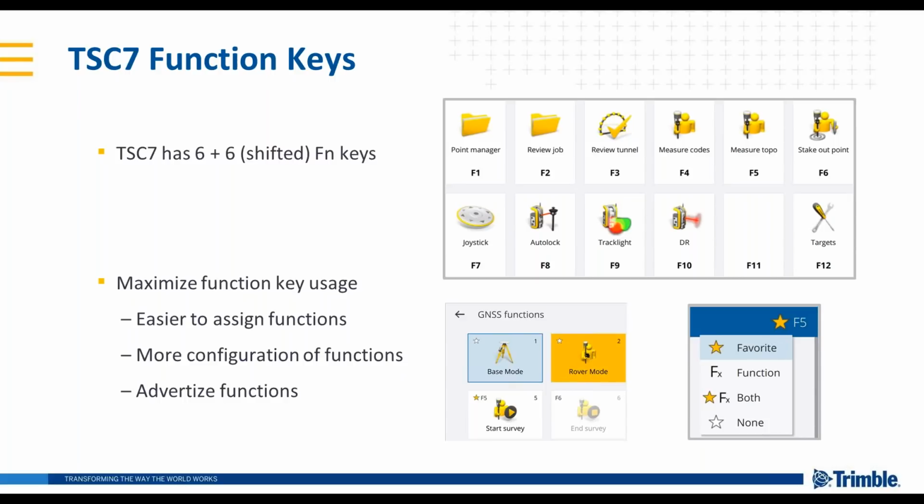Couple of quick screen snaps here showing TSC7 function key support. So when you tap on the little star, you get a choice to make something a favorite or a function or both. And if it's a favorite, it just adds it to the favorite screen. If it's a function, it pops up a form saying, hey, these are all the functions currently assigned. What function key do you want to assign this to? So it's nice and easy.